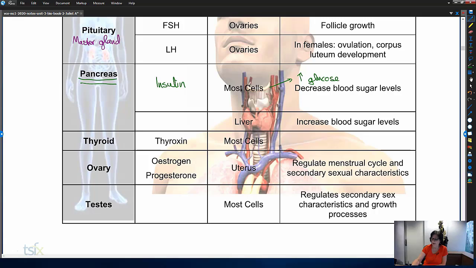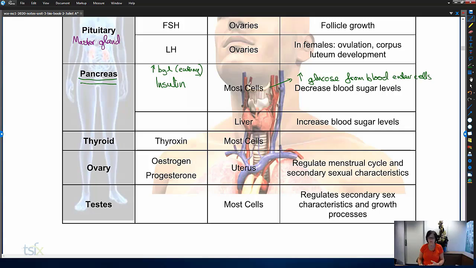Glucose that's in the blood enters the cells by facilitated diffusion. But if it was just facilitated diffusion alone, that's not going to be happening fast enough. So insulin is there to make sure the cells are taking up glucose. And so the organism is going to have decreased blood glucose levels. So this is happening when you have an increase in blood glucose level, for example, after eating.